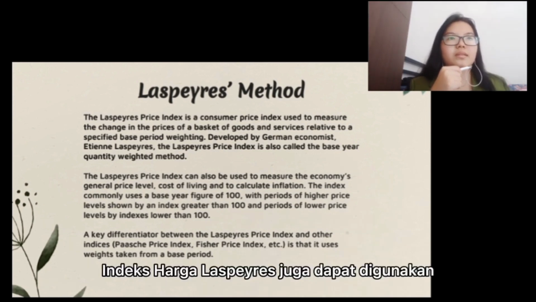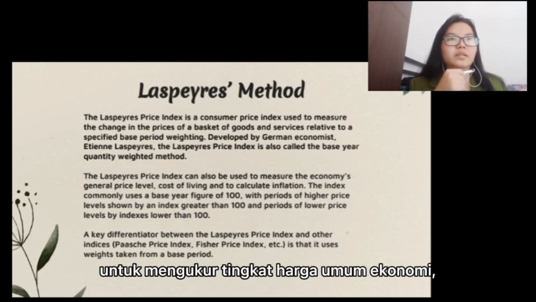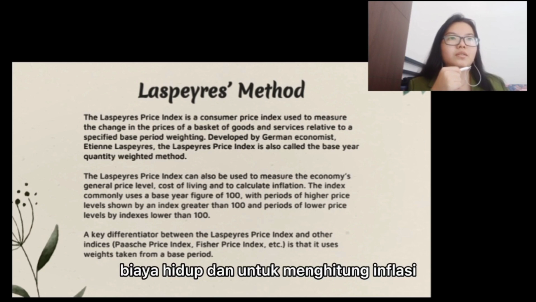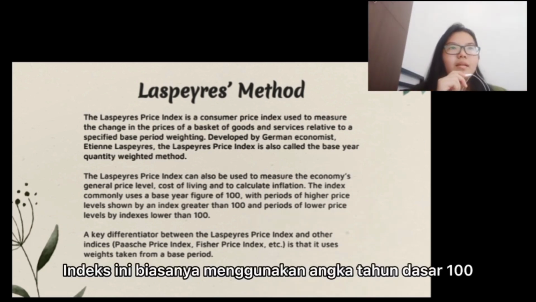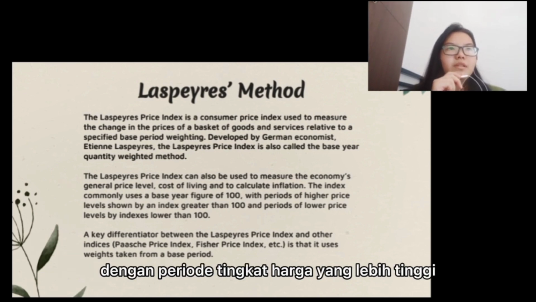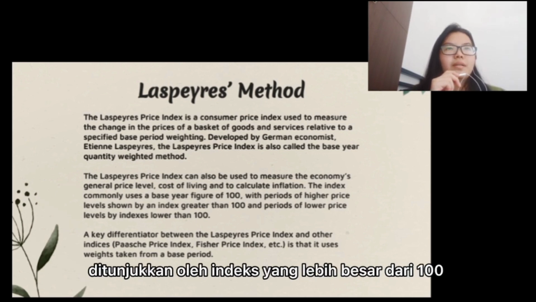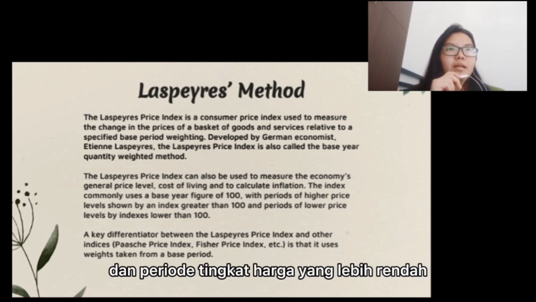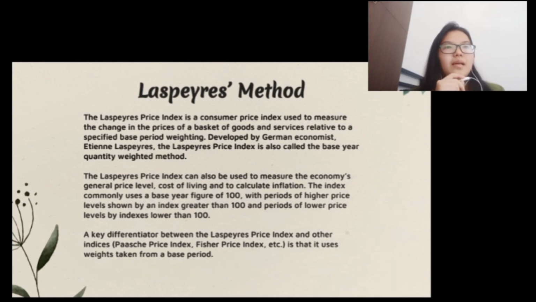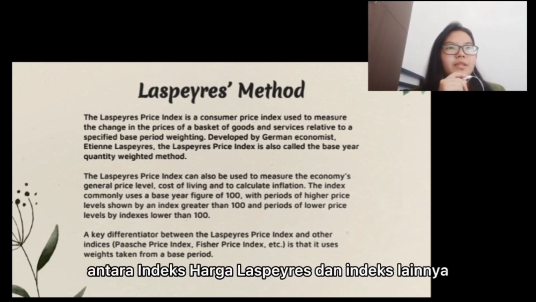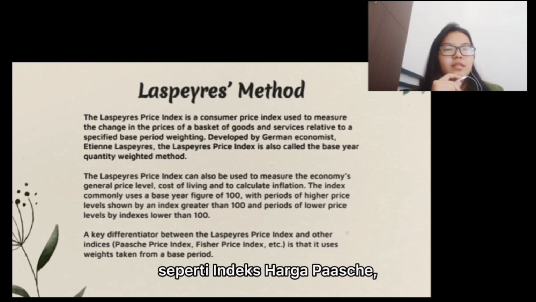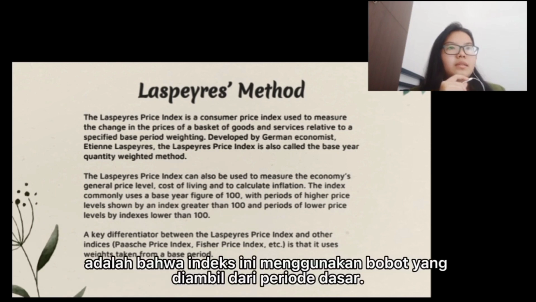The Laspeyres Price Index can also be used to measure the economy's general price level, cost of living, and to calculate inflation. The index commonly uses a base year figure of 100, with periods of higher price levels shown by an index greater than 100, and periods of lower price level by indexes lower than 100. A key differentiator between the Laspeyres Price Index and other indices such as the Paasche Price Index, Fisher Price Index, etc. is that it uses weights taken from a base period.